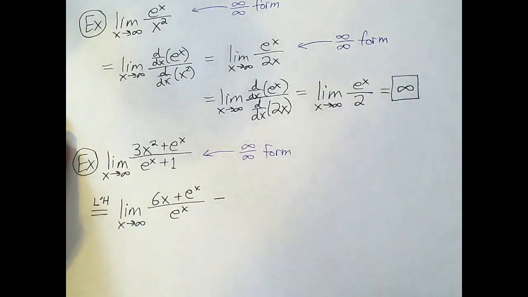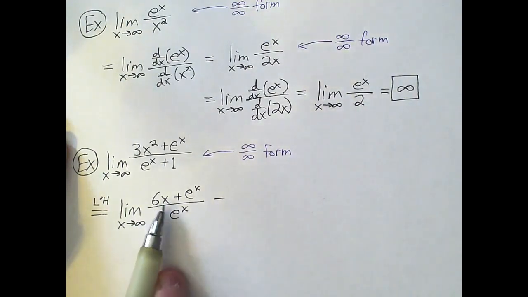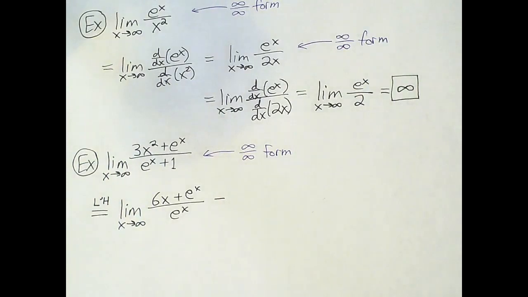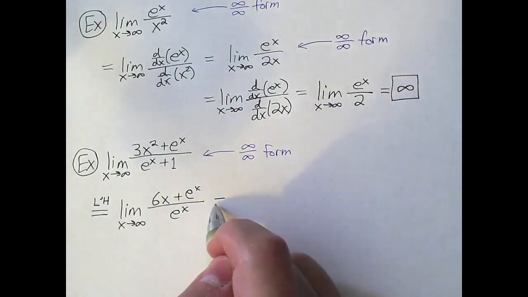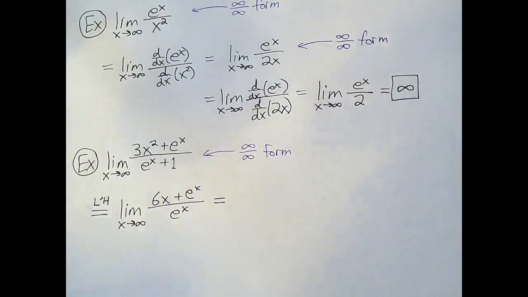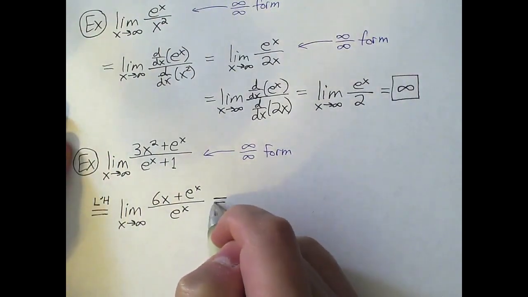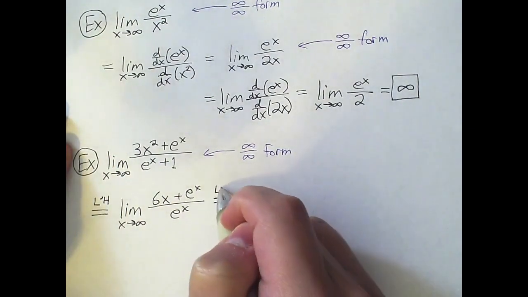Oh, wait, what do we need to do now? So look at this. 6x plus e to the x over e to the x. You could say that this is still an indeterminate form, and you could use L'Hopital's rule again. I see two different ways that we could deal with this. All right, how about this? One way, and you might have done it this way, is apply L'Hopital's rule again.